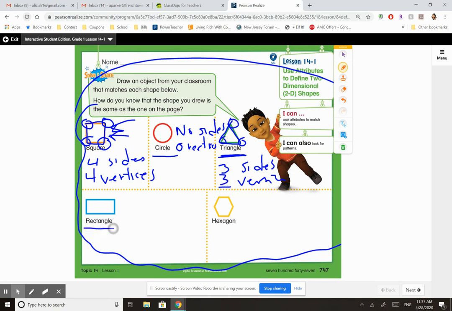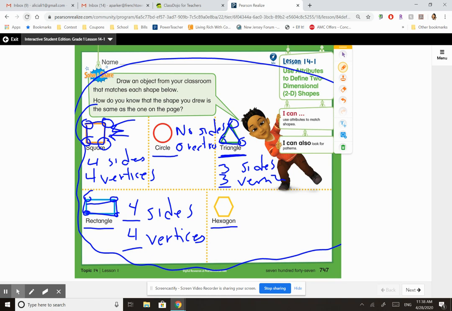Now let's look at our rectangle. So let's think, how many sides does it have? All right, we have 1, 2, 3, 4. 4 sides. How about vertices? How many vertices does it have? Let's count the points. 1, 2, 3, 4. 4. All right, and this shape is a hexagon.